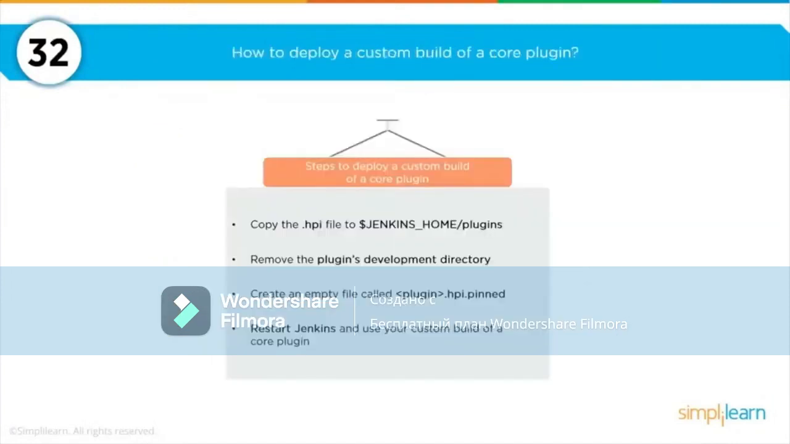You're going to be asked how to deploy a custom build of a core plugin within Jenkins. Essentially, first you want to copy the .hpi plugin file for Jenkins into the plugins directory.